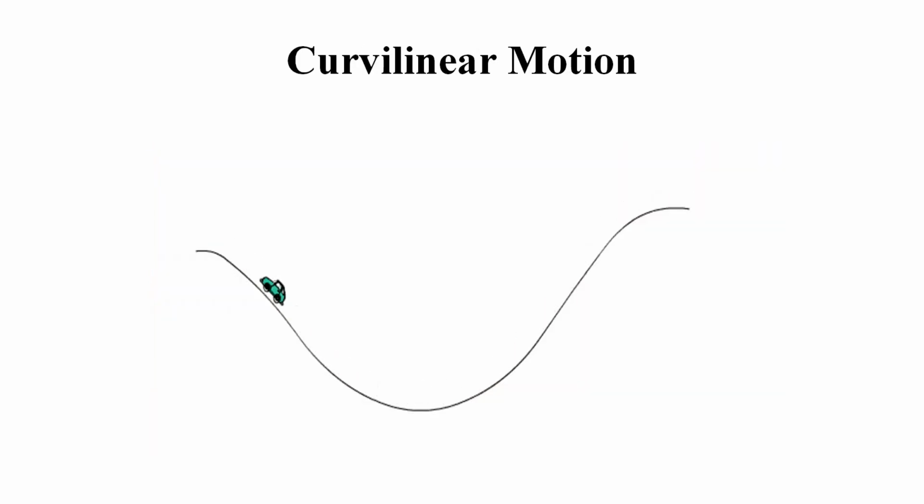Curvilinear motion. Students, now let us understand about curvilinear motion. Students, in curvilinear motion, body moves along a curved path. For example, the motion of a car along a curved road is an example of curvilinear motion. Students, when body moves along a circular path, then its motion is called circular motion. Circular motion is a special type of curvilinear motion.